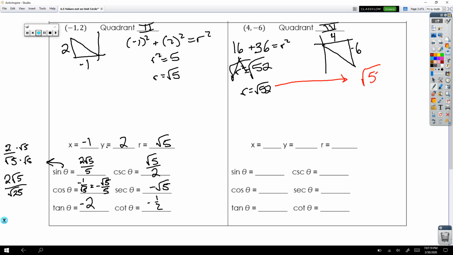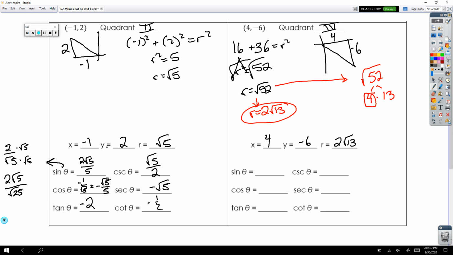So 52. The perfect square inside of 52 is the number 4. So that would be 4 times 13. So there's my perfect square that I'm going to take out front. The square root of 4 leaves me with 2. So r is really going to equal 2 root 13. So we have x of 4, y of negative 6, and r, that is 2 root 13.